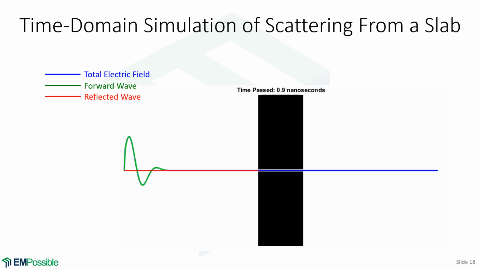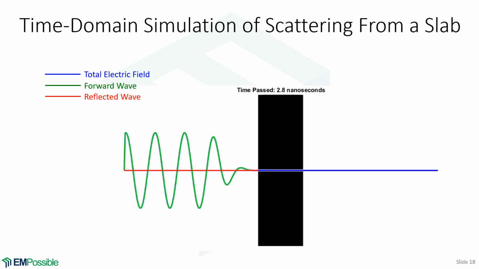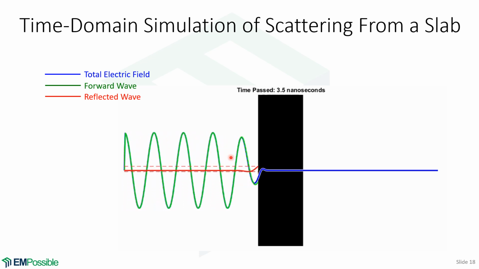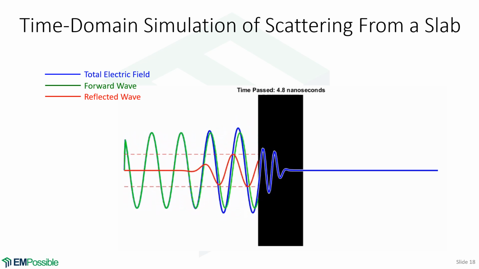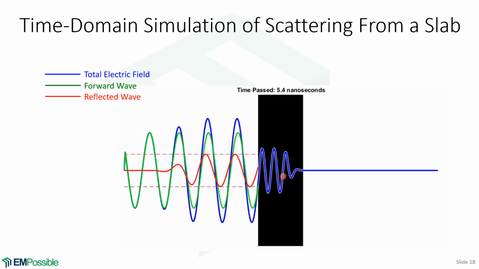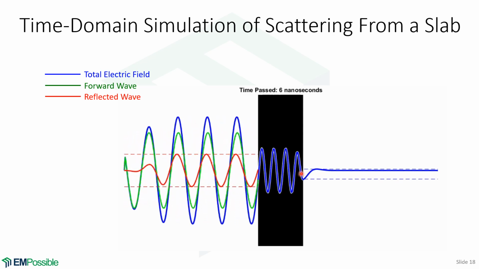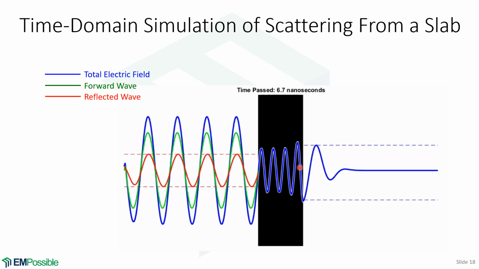Last, I want to show you a time domain simulation of scattering from a slab. Everything we just did was the steady state analysis. Let's look at the transient response. We have a wave coming in. Some of that starts to reflect off the first interface. Some is transmitting, but it hasn't reflected yet. Now it's just beginning to reflect off the second interface.